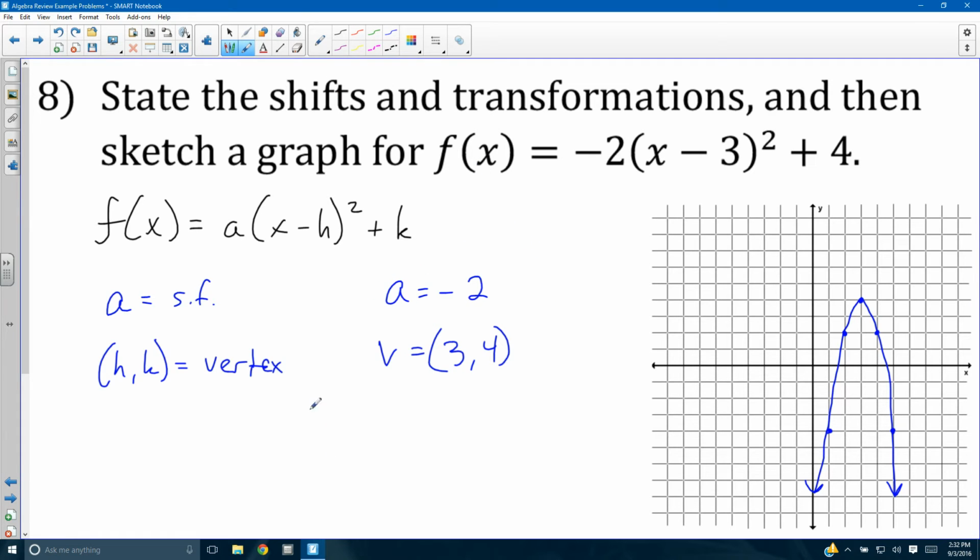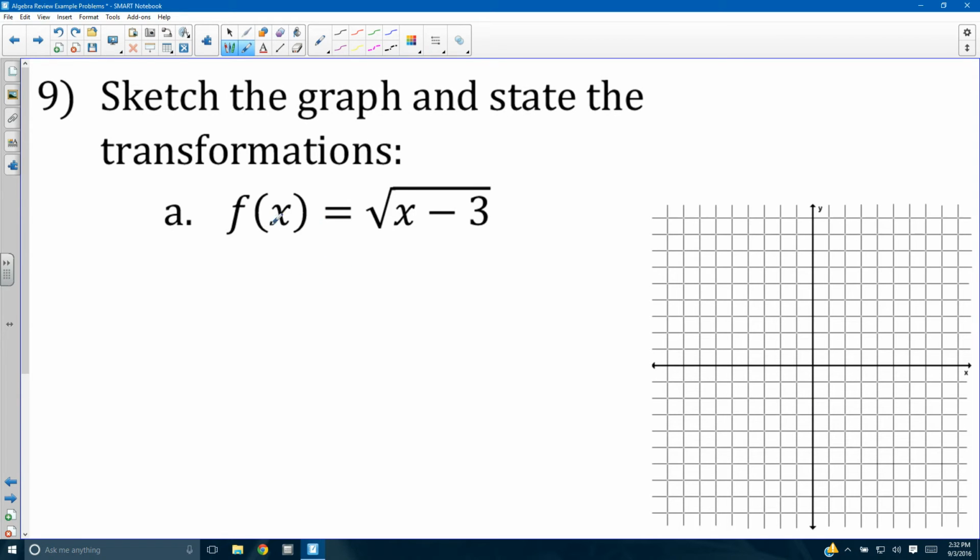State the shifts in transformation. Well, I kind of did. The vertex, you shift 3 to the right and 4 up. The only other thing I could say is it's upside down, and it's a little bit taller. How about that? That's a transformation for you. But the transformation is it flipped upside down.